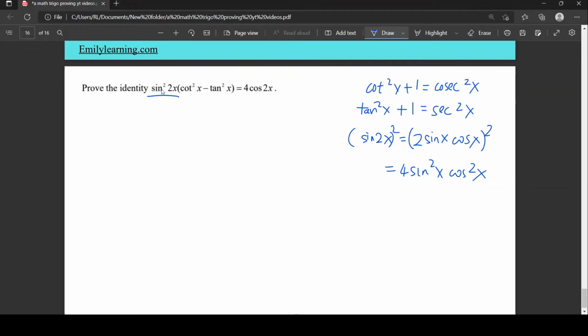Okay, now, what I'm going to do is first copy out the left hand side, which equals sine squared 2x bracket cotangent squared x minus tangent squared x. Next, I'm going to change sine squared 2x into 4 sine squared x cosine squared x. Okay, and I'm going to change cotangent squared x into cosecant squared x minus 1. Similarly, I'm going to change tangent squared x into secant squared x minus 1.